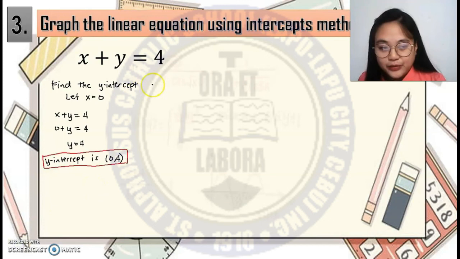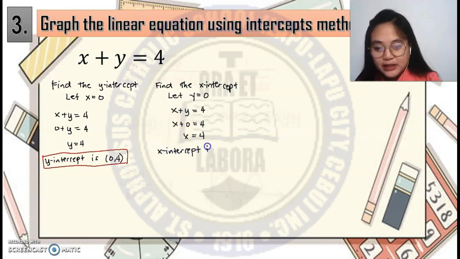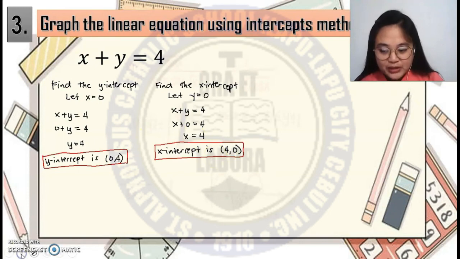Now let's proceed to finding the x-intercept. Let our y be equal to 0 this time. So, we're going to copy the original given, x plus y equals 4. Change 0 to y, so it will become x plus 0 equals 4. Then finalize our answer. So, x is equal to 4. Therefore, our x-intercept is (4, 0). Then highlight this answer. Then we're going to graph these points.